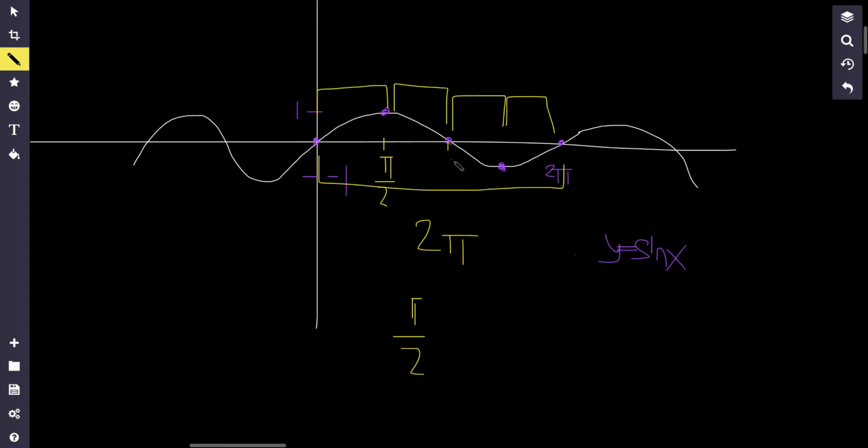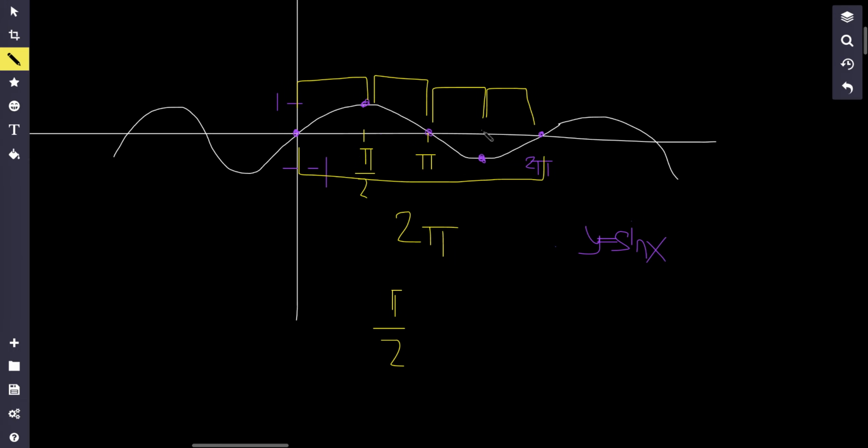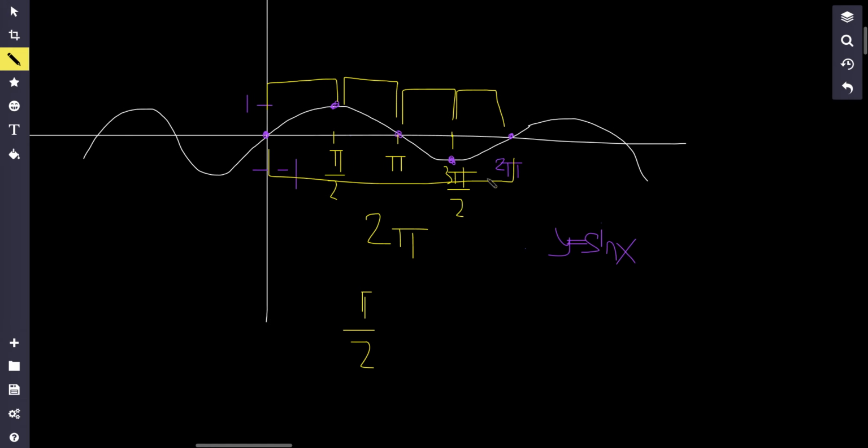So this point is going to be located at pi, because pi over 2 plus pi over 2 gives us pi. This point is going to be at the coordinate 3 pi over 2, because pi plus pi over 2 gives us 3 pi over 2. And notice how 3 pi over 2 plus pi over 2 gives us 2 pi.